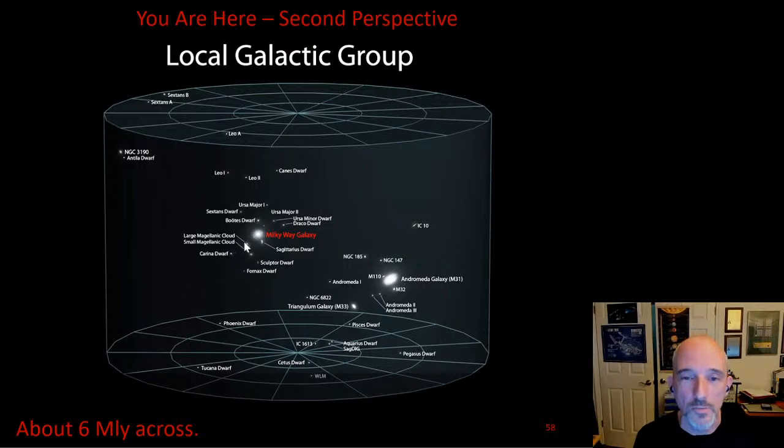Notice, though, that there are some other bright fuzzies, not nearly as big as Andromeda, but there's something here labeled the Large and Small Magellanic Clouds. We call these dwarf galaxies, and if you've ever been to the southern hemisphere at the right time of year, you may have seen them.